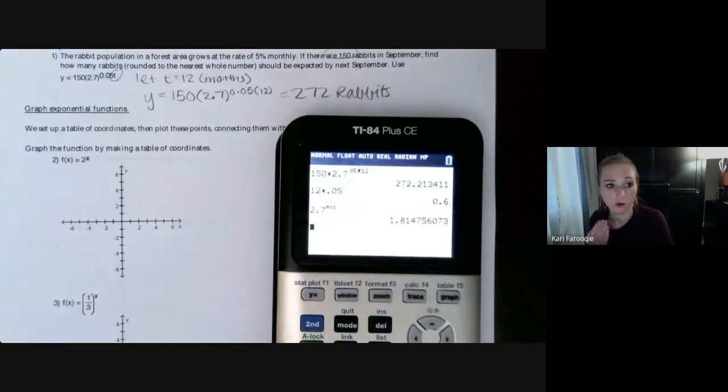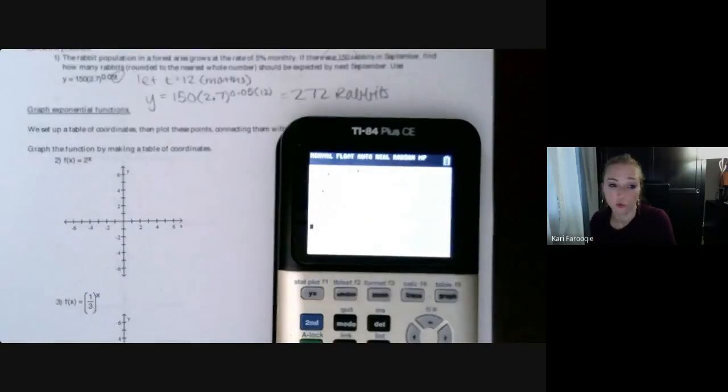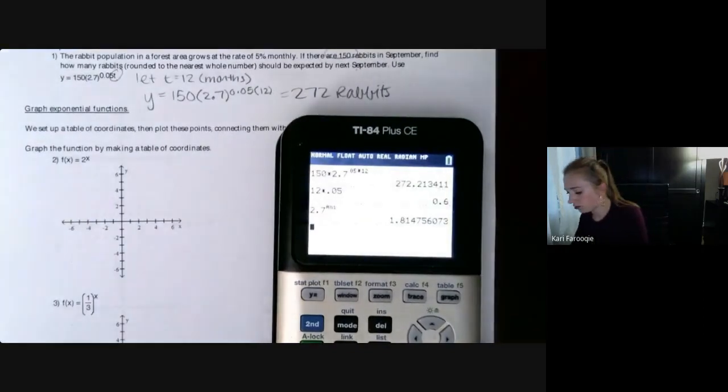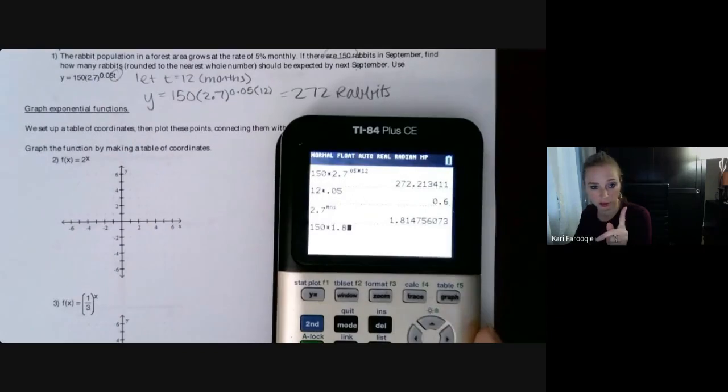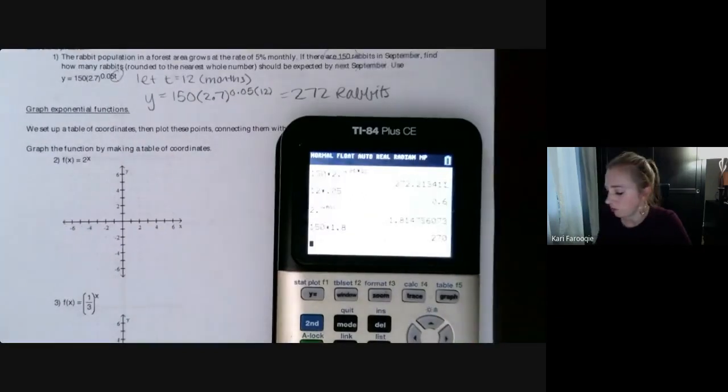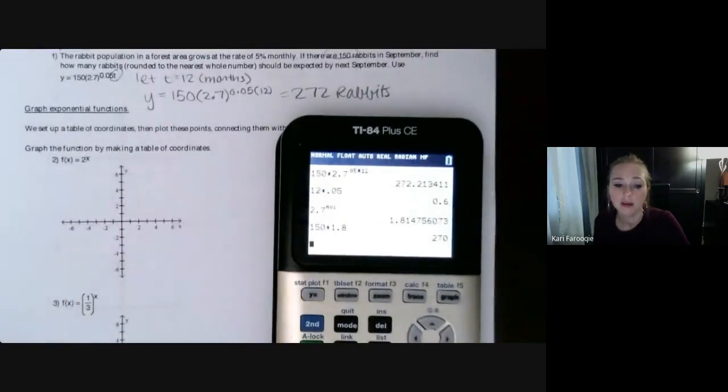Now, if you were to round that to like 1.8, let's say you did that and you were like, okay, well, let's take 150 times 1.8. Don't do this, by the way. I'm telling you what not to do. Your answer would actually come out as 270. This is why we don't want to use intermediate rounding. That means we don't want to round off our values before we get to the final answer.